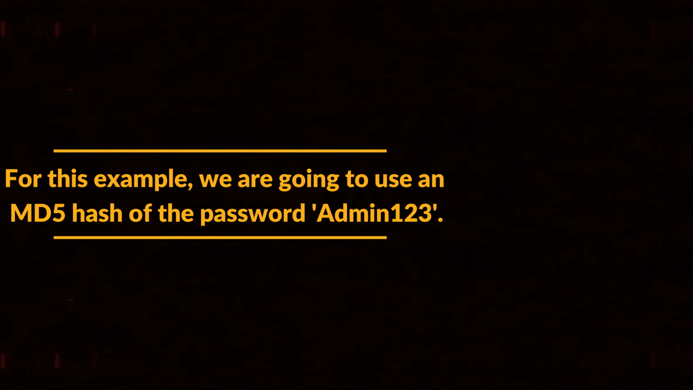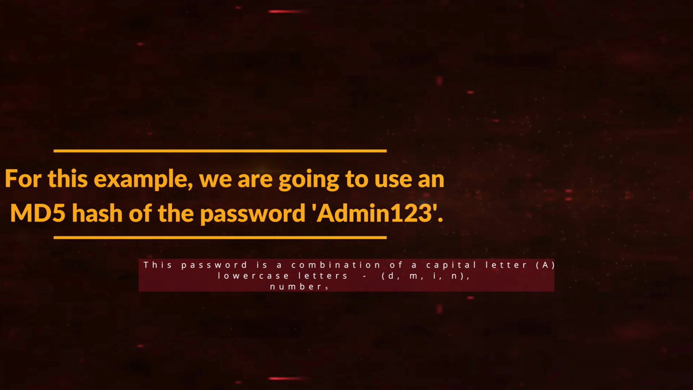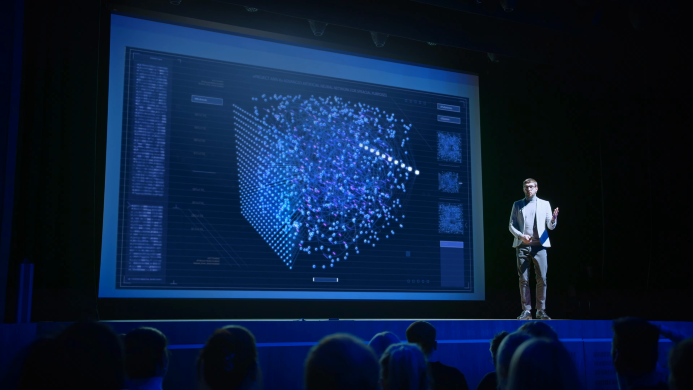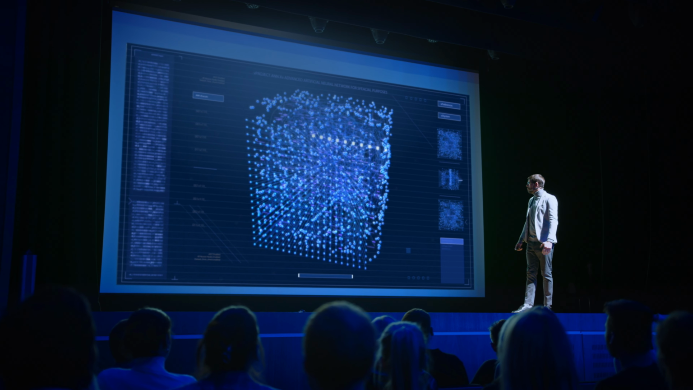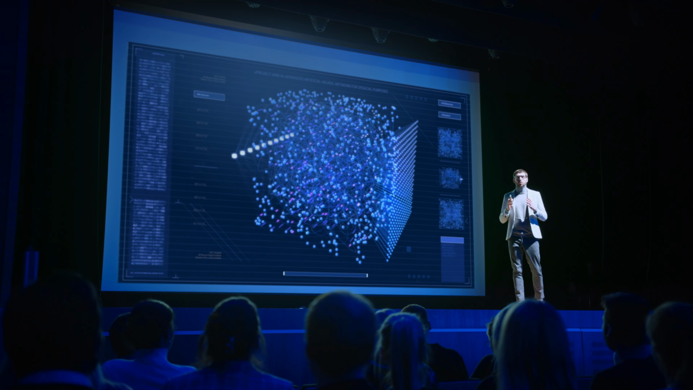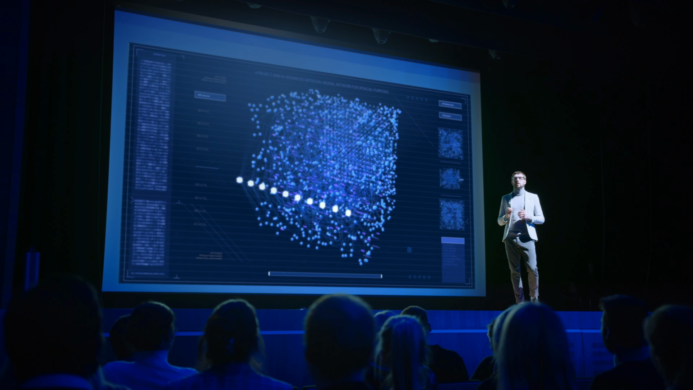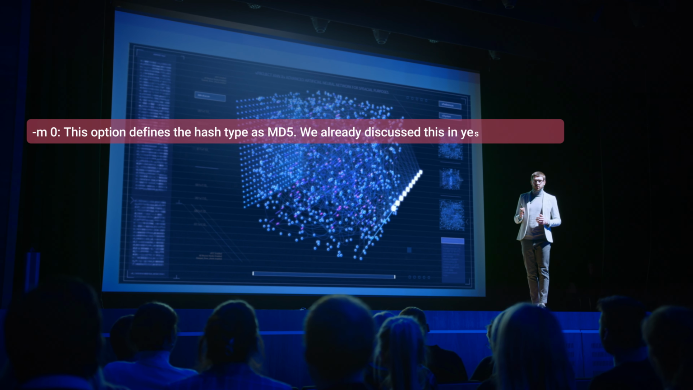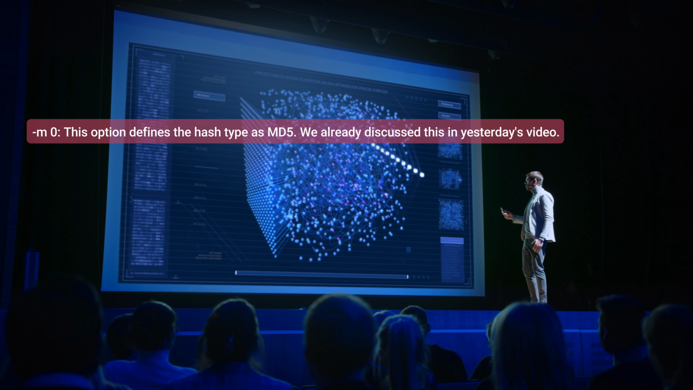This password is a combination of a lowercase letters a, d, m, i, n, and numbers 1, 2, 3. We'll use brute force to crack this hash using Hashcat. Now, let me explain some important parts of the Hashcat command you need to remember. -m 0, this option defines the hash type as MD5.